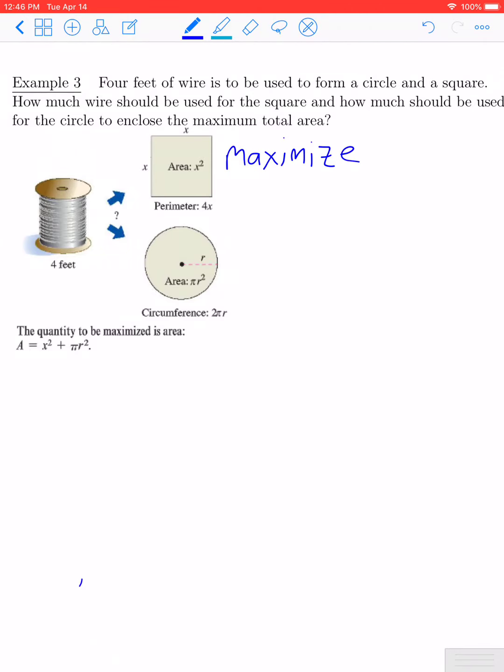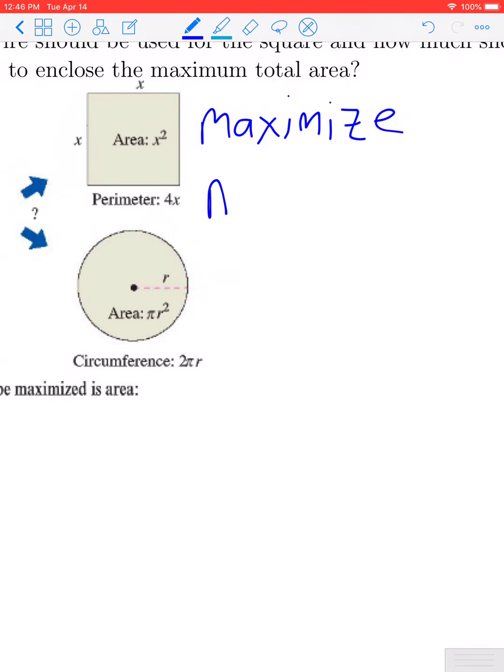So the area would be the area of the square plus the area of the circle. Let's call the length of the side of the square x, in which case its area would be x squared, plus the area of the circle. Suppose the circle has a radius of r, its area would then be pi r squared. This gives us an expression for the area, but it's now a function of two variables. We have an x and also an r. We want to ultimately reduce this to a function of a single variable, and this is where our constraint equation is going to come in.